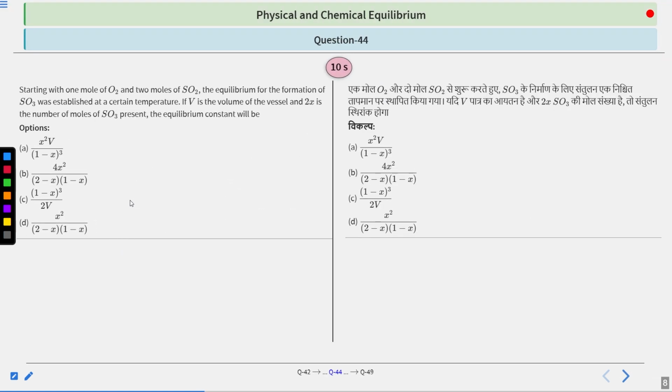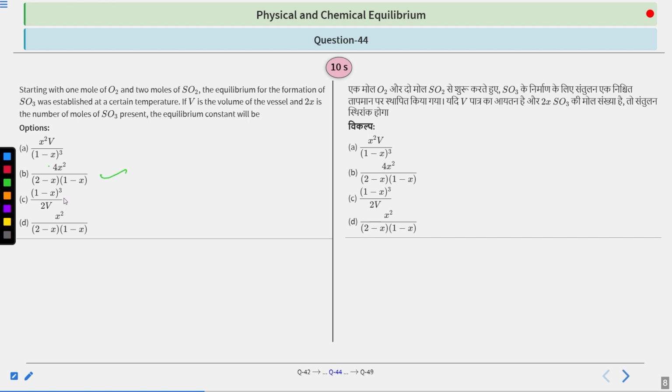Next question says that starting with 1 mole of O2 and 2 moles of SO2, the equilibrium for the formation of SO3 was established at a certain temperature. If V is the volume of the vessel and 2x is the number of moles of SO3 present, the equilibrium constant will be, options are A, x square V by (1 minus x) whole cube. Then we have B, 4x square by (2 minus x) multiplied by (1 minus x).